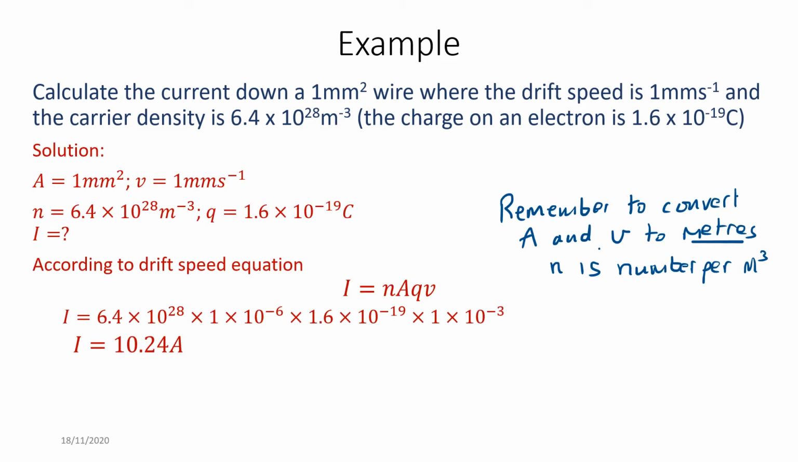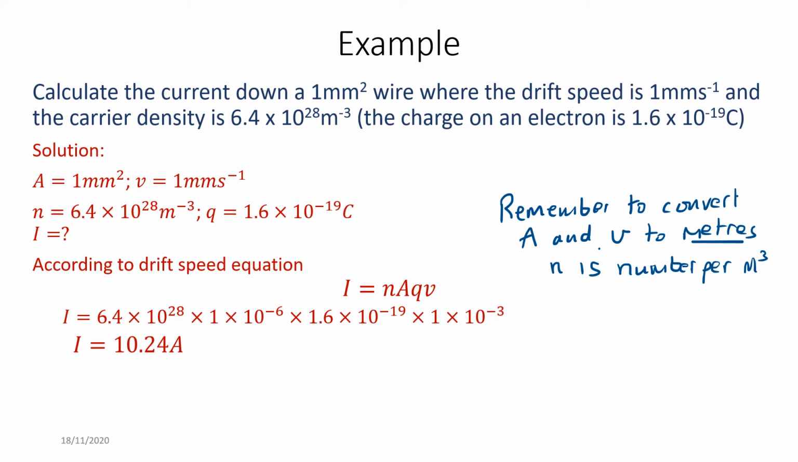So let's just note down what we're given. Area, cross-sectional area is 1 mm squared. Drift velocity is 1 mm per second. n is 6.4 times 10 to the 28 per meter cubed. q is 1.6 times 10 to the minus 19. We're asked to find I. So we can use the equation I equals nAqv.